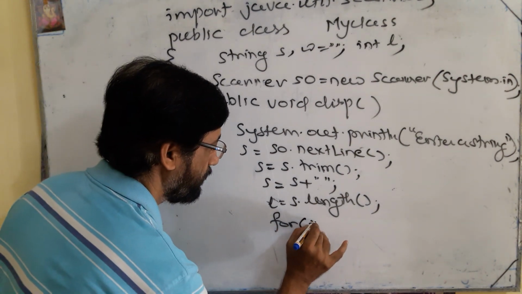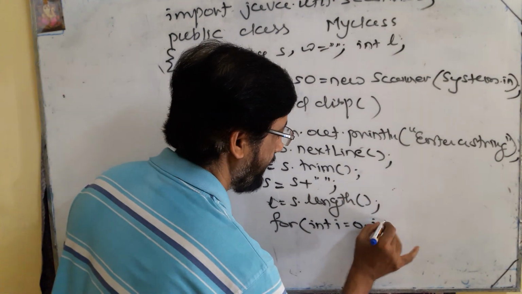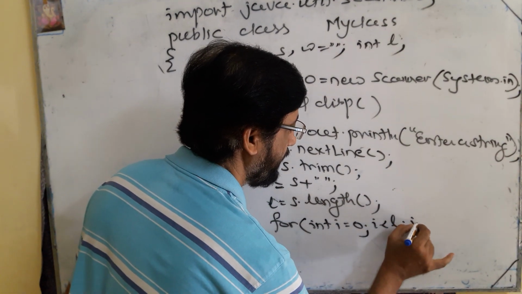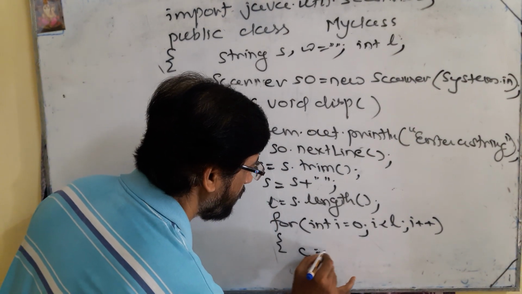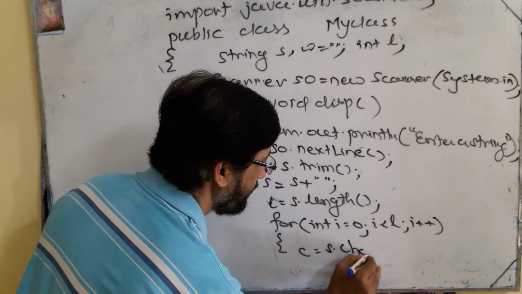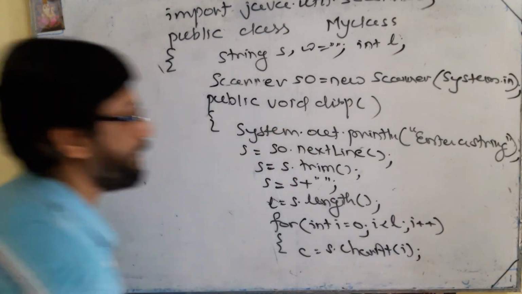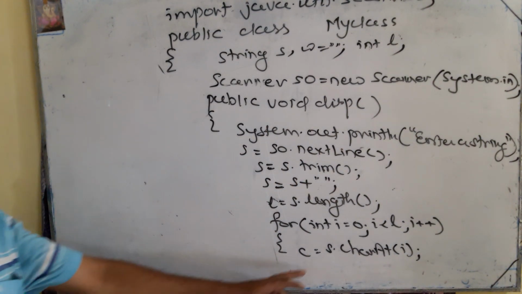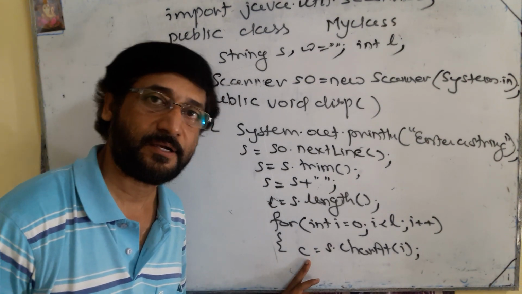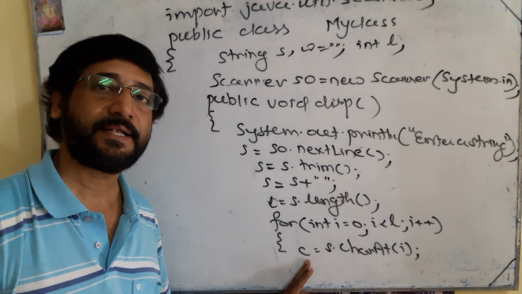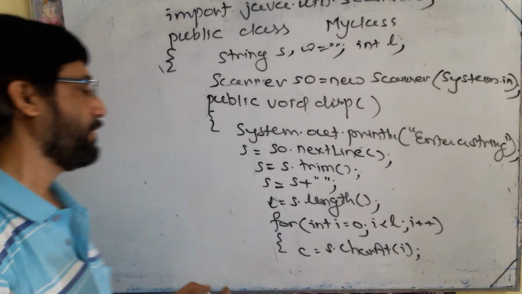for int I is equal to 0, I less than L, and I plus plus. Then select the character: C is equal to s dot charAt I. So we are selecting the character present at the index position I. Now we have to check whether the selected character is a space character or not. As long as the selected character is not a space character, you have to concat it with the variable w.